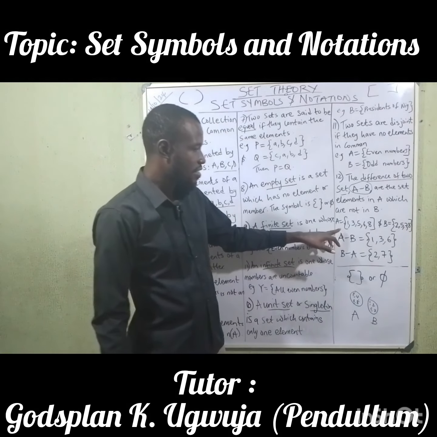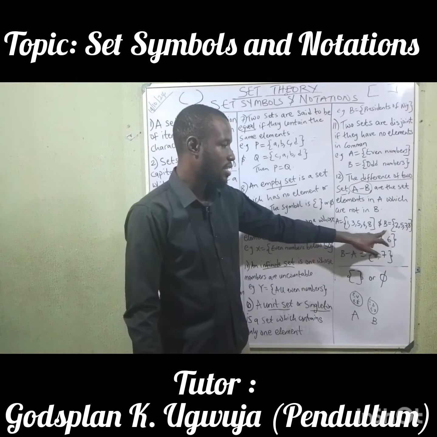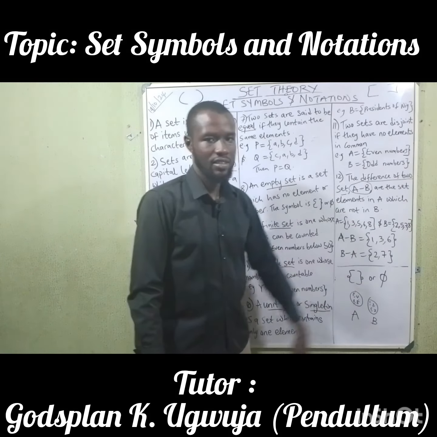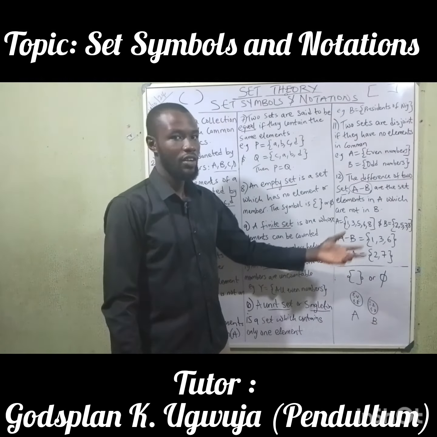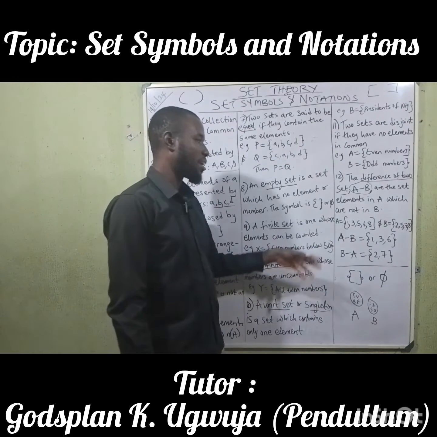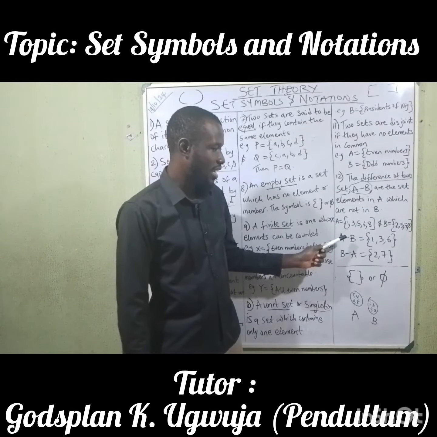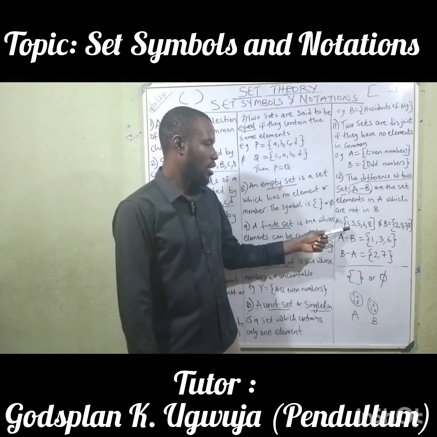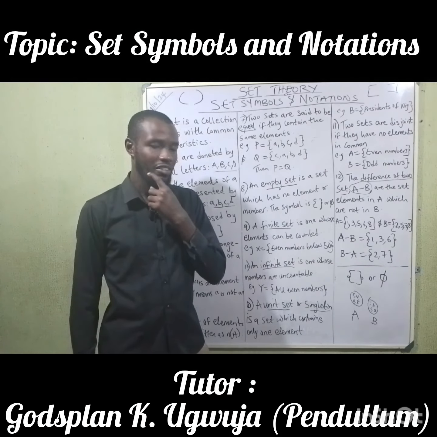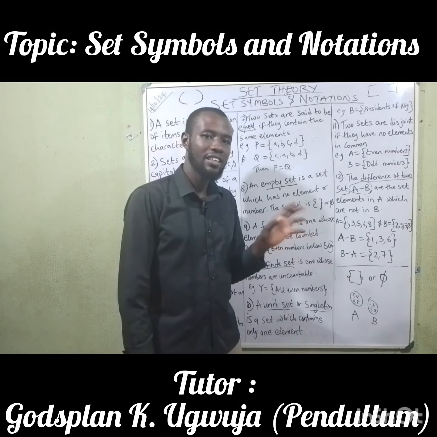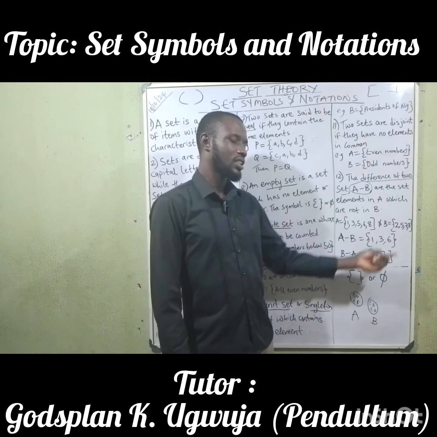So for instance, if this is set A: 1, 3, 5, 6, 8, and set B: 2, 5, 7, 8. These are two sets. Now, the difference A minus B, that's the difference of B from A, will be elements in A which are not in B. And the elements which are in A and missing in B are 1, 3, and 6. There's no 1 in B, there's no 3 in B, there's no 6 in B. So A difference B, or the difference of B from A, is 1, 3, 6.